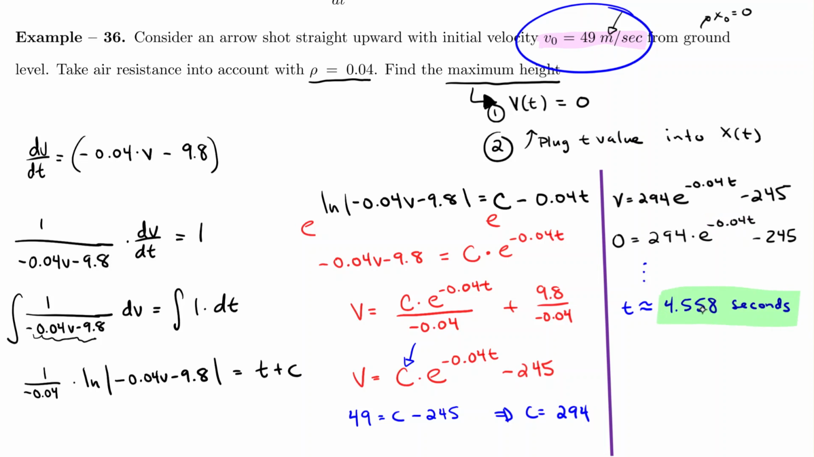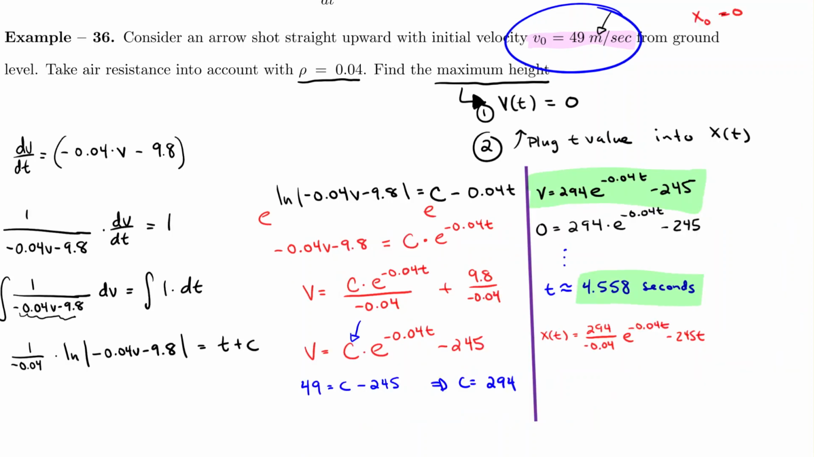Now we can use this time when we had the maximum height if we had our position equation. We know position is the integral of velocity, so we are going to integrate this equation once with respect to t, and that would give us our position with respect to time equals 294 divided by negative 0.04 times e to the negative 0.04 t, minus 245 t, and then plus our constant of integration.